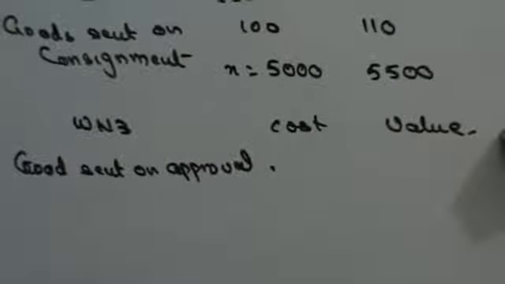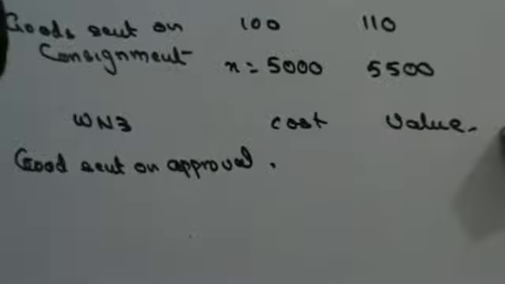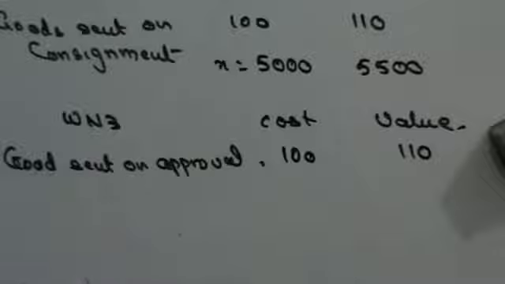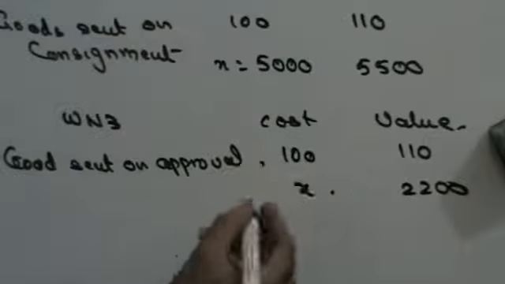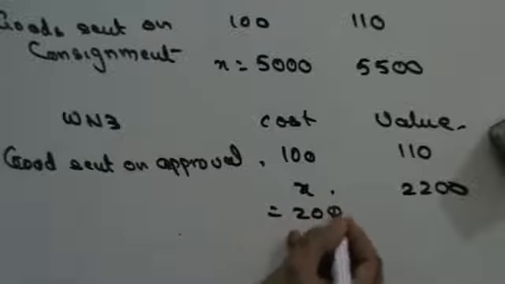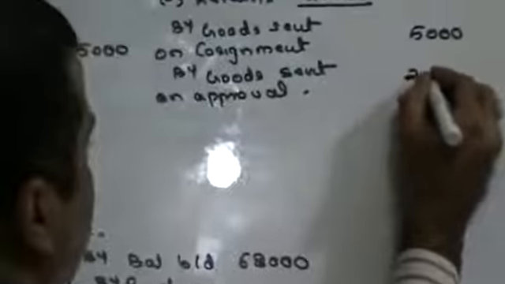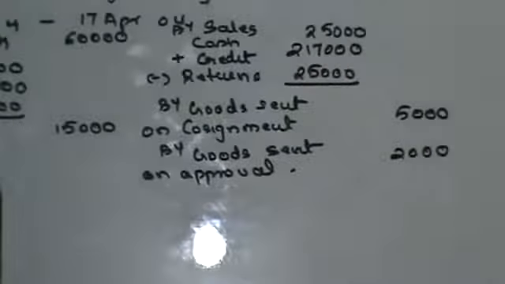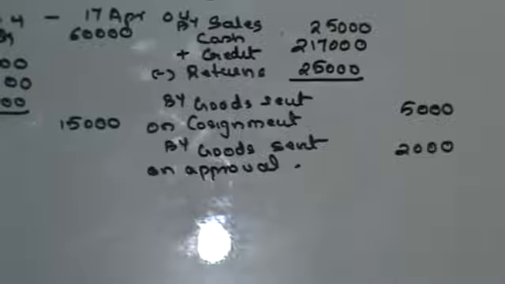Now they have been sent at cost plus 10% again. So if their cost is 100, their value will be 110. The total value is 2,200. So the cost of such goods will be 2,200 into 100 divided by 110, which will come out to 2,000 rupees. So goods sent on approval is going to be 2,000 rupees. Next, goods were sold at a gross profit margin of 30%. Working note 4.